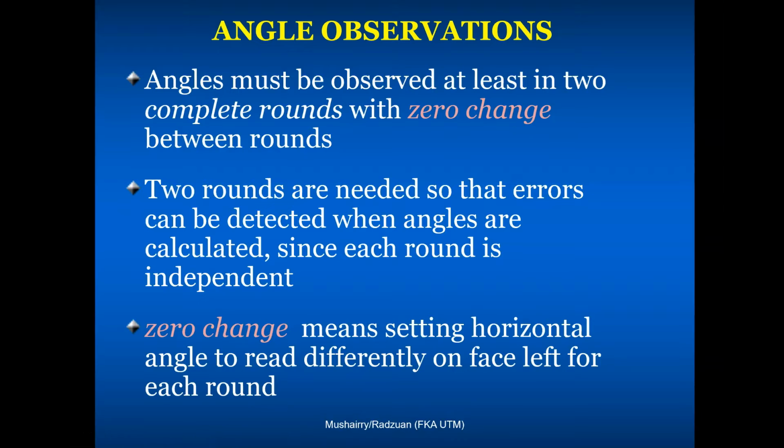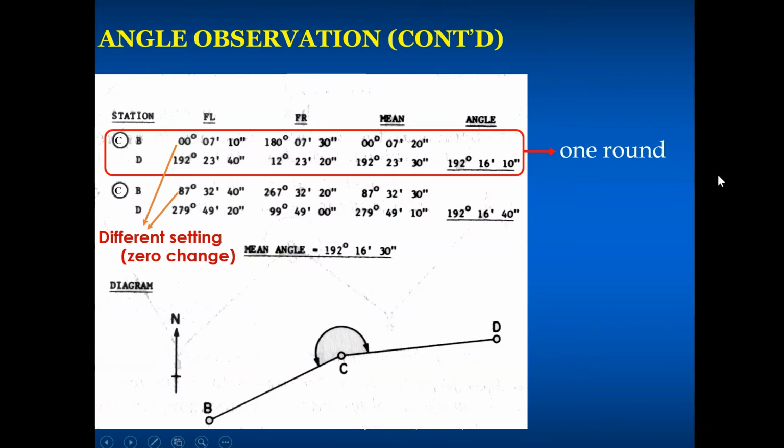So 0 change simply means that every time you start your first reading, you have to start from different values. In other words, in the first set, you start with a value. On the second round, you start with a different value, so that they are truly independent. So this is an example of what I mean by 2 rounds of observations.